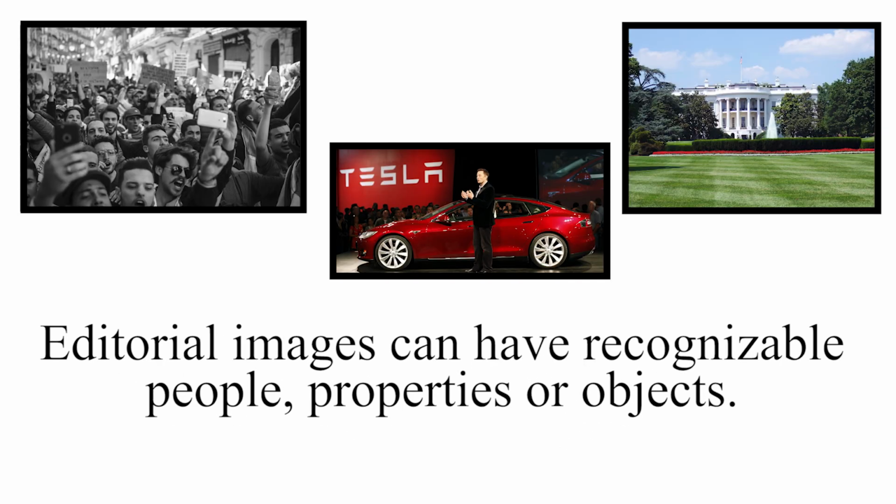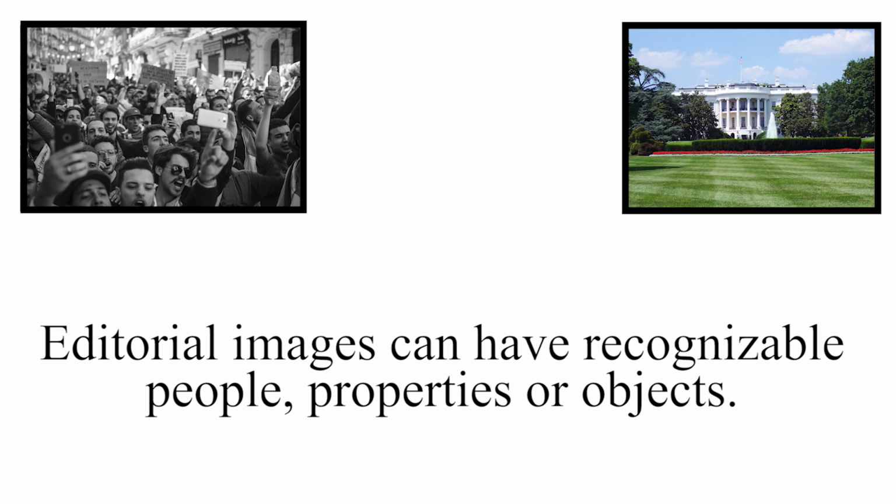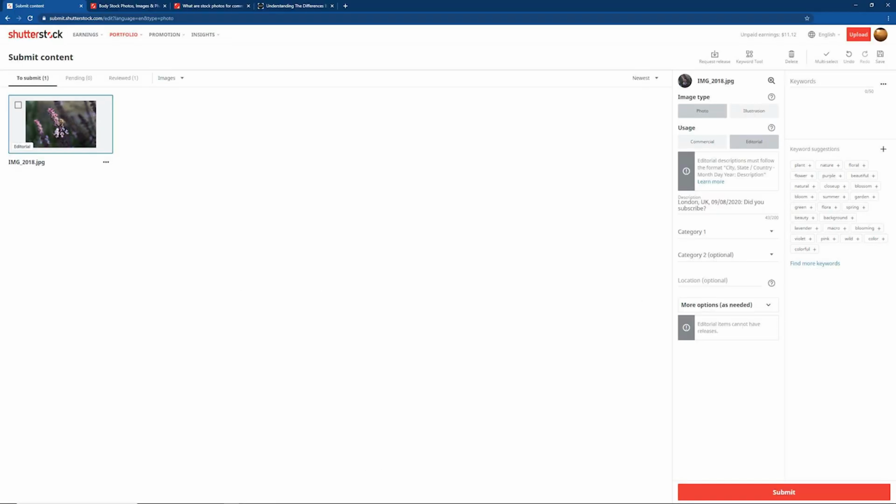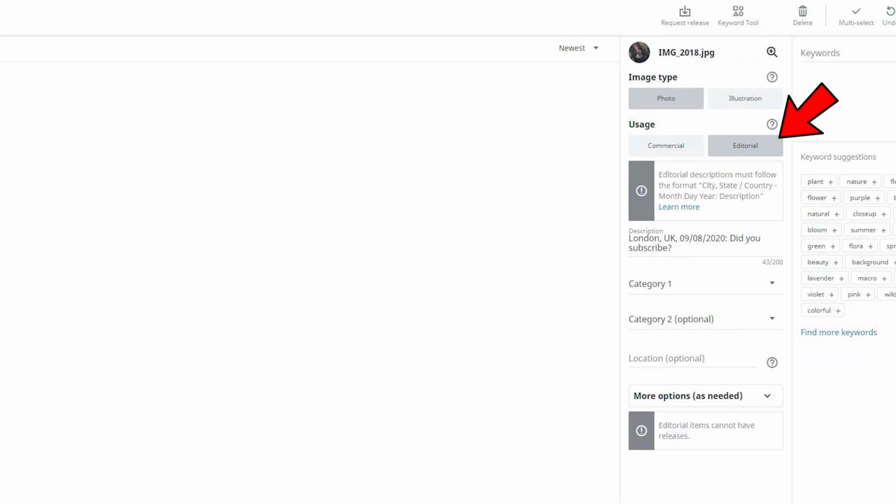Keep in mind that not every stock site accepts editorial images, and when they do, you need to follow a certain upload format. For Shutterstock, you need to click on the editorial button and then write city, country, and a date, followed by a description just like you usually write it for a commercial image.